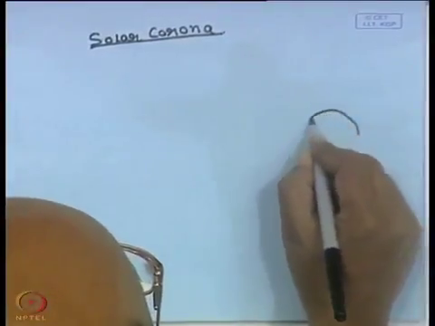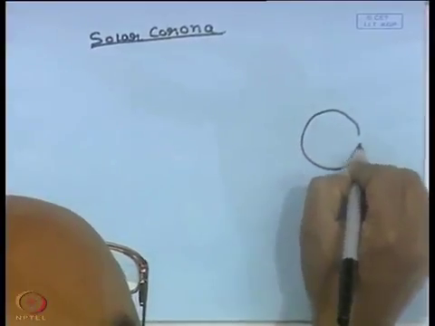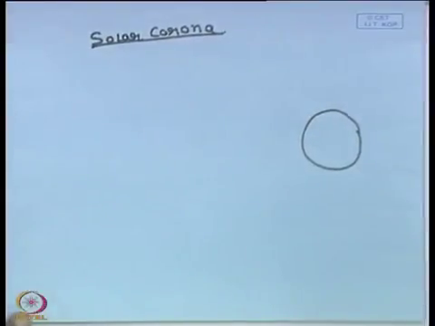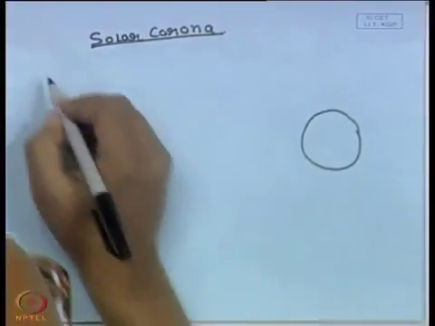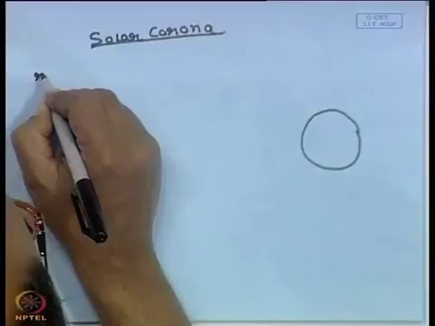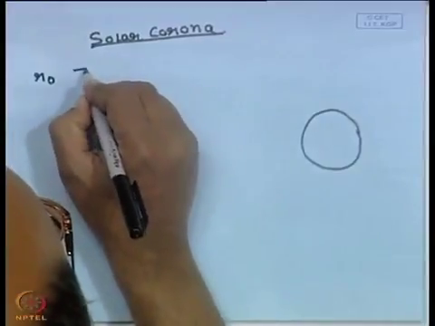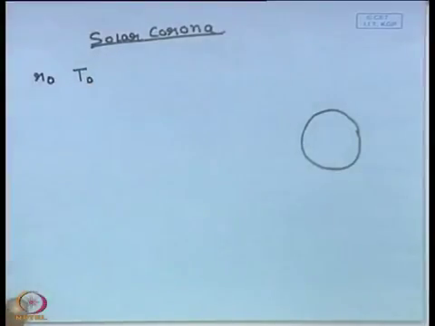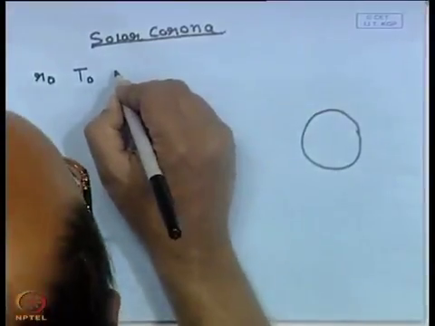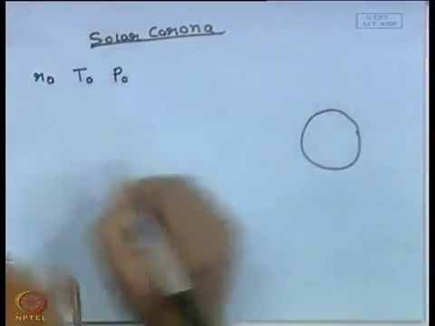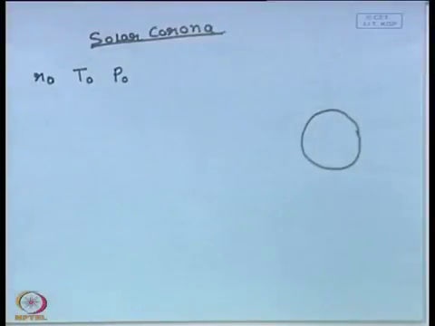So, this is the surface of the sun, and at the radius of the sun r naught, we will assume that it has some very high temperature T naught, and it has some pressure P naught, and you can then work out the density.